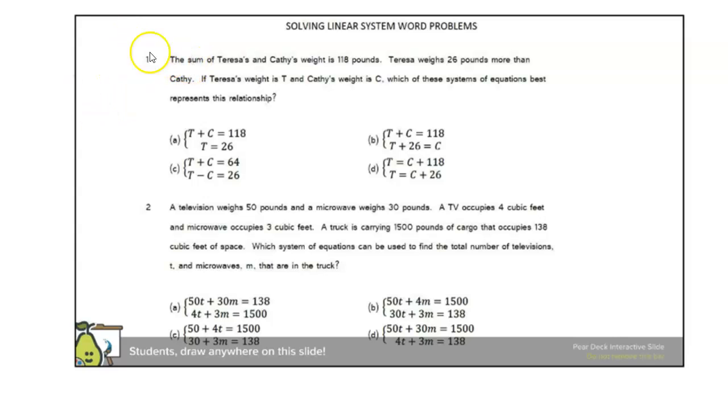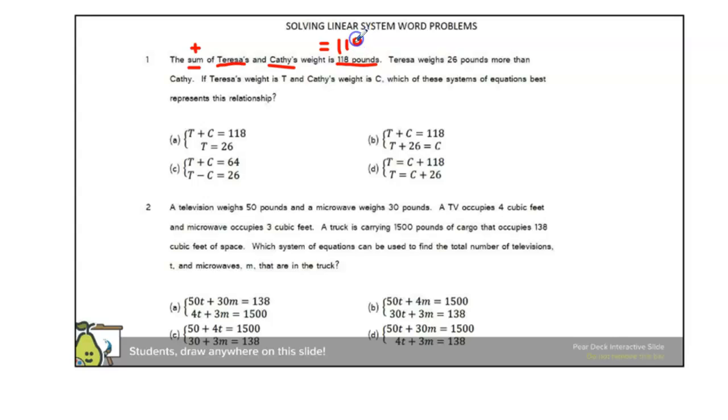All right, so let's take a look at number 1 first. First it says the sum of Teresa and Kathy's weights is 118 pounds. Remember that sum is a mathematical word meaning add. So we're going to be adding two things together, and whatever those two things are, they're going to be equal to 118 pounds.